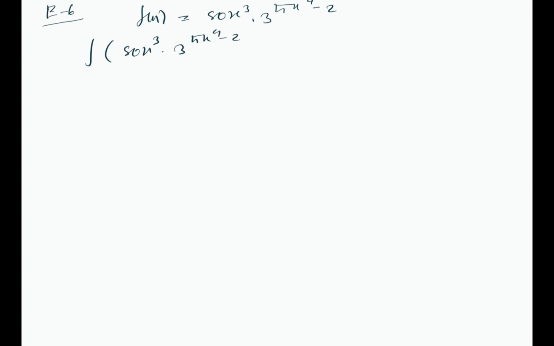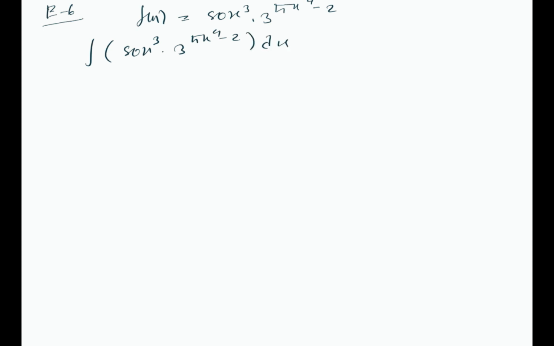Example 6. For example 6, we have a function f of x is equal to 80x to the power 3 times 3 to the power (5x to the power 4 minus 2). Okay, so this is our function. So the integral of this function, 80x to the power 3 times 3 to the power (5x to the power 4 minus 2).